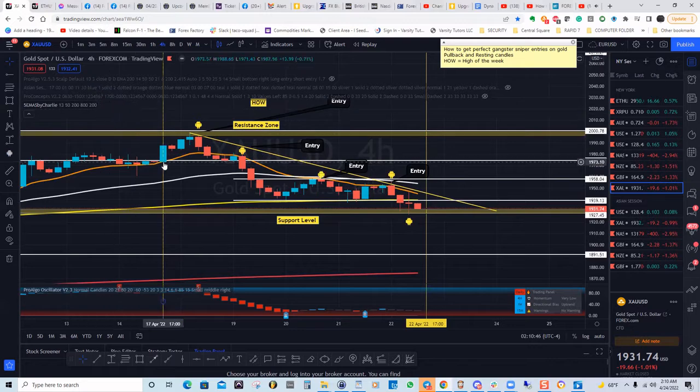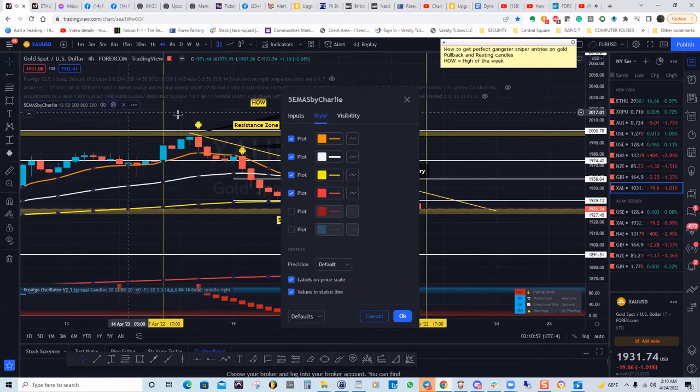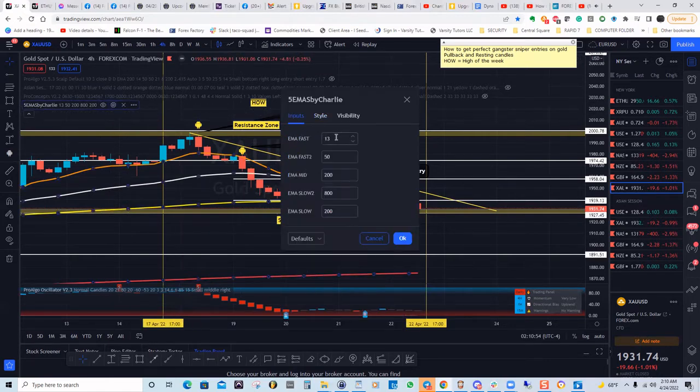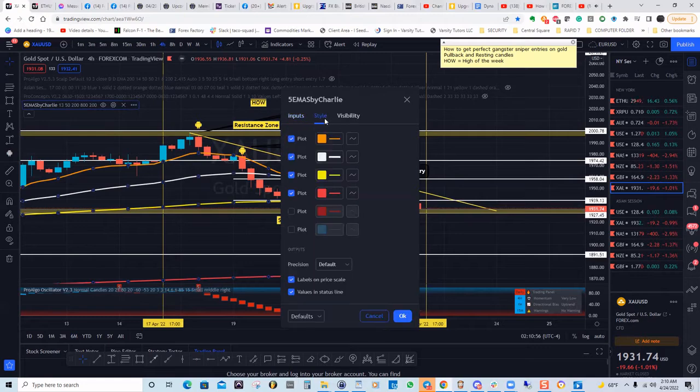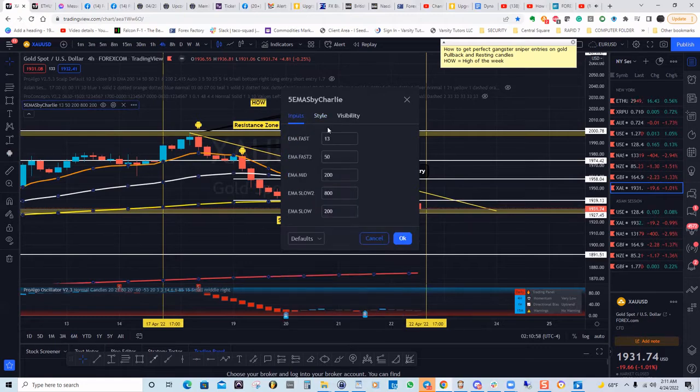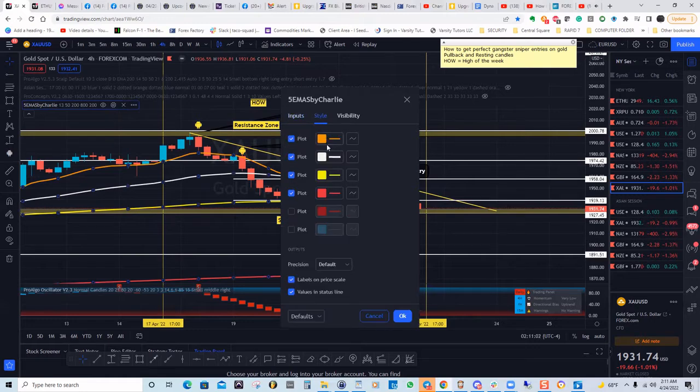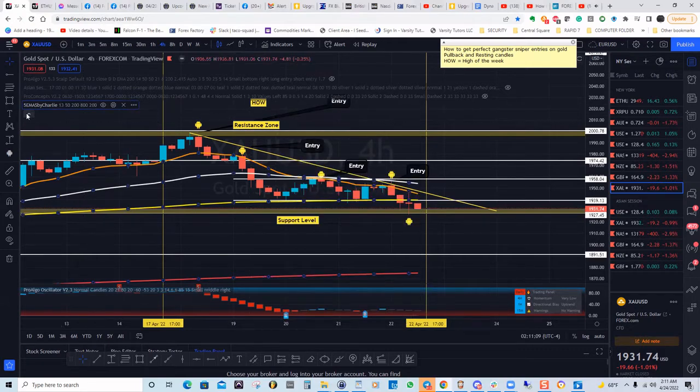All right. Let's go back and review what we got here on the indicators. People don't know. My orange is 13. My white is 50. My yellow is 200, and 800. I'm not using this one here because you see I only have 4: 13, 50, 200, 800. All right. So what happens? I go back to my indicators.